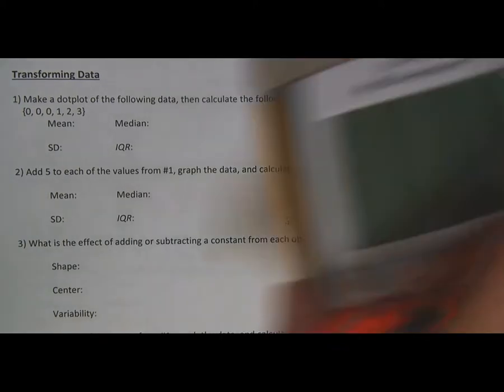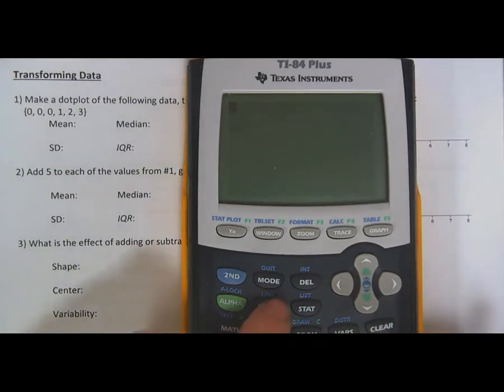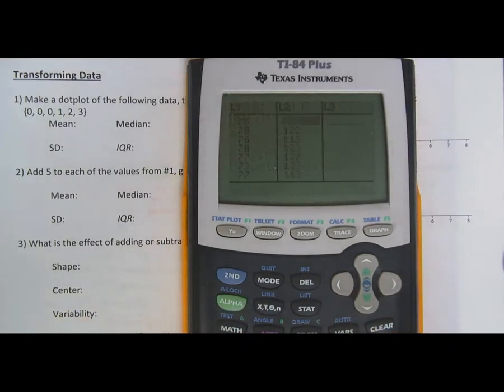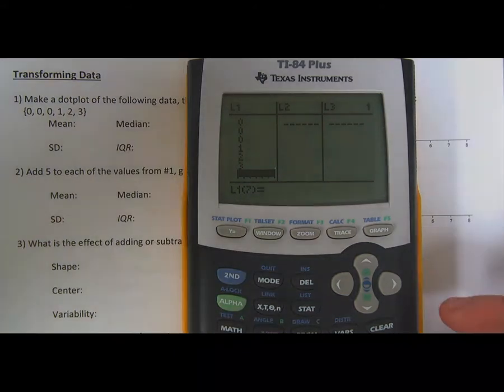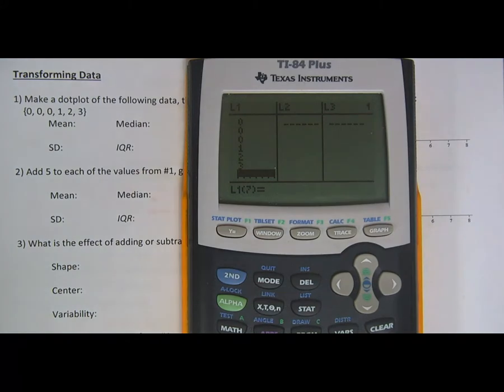And here's what I want you to do. As fast as you can, go to list 1, stat edit in your calculator, and clear out any values that are hanging out in list 1. Then enter in 0, 0, 0, 1, 2, 3. All 6 data values entered into list 1.